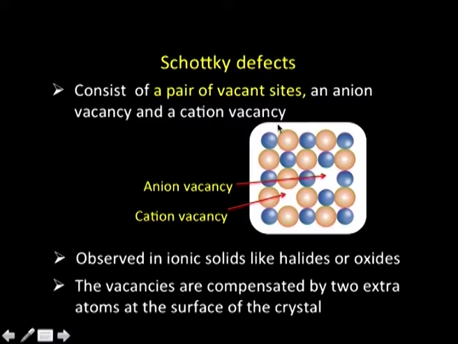So, these two atoms will be found somewhere here over there. That means the overall stoichiometry does not change. The only thing is some sites in the lattice are unoccupied. So, they are vacant sites there, and some of them happen to be anion, some of them happen to be cation vacancies, and the two will be equal.